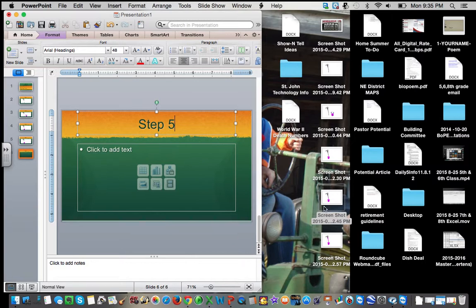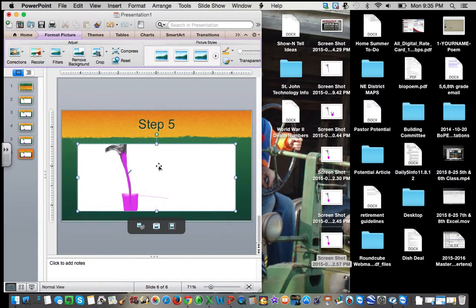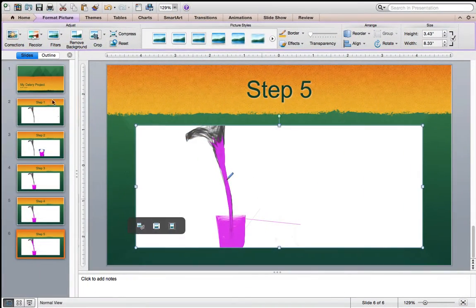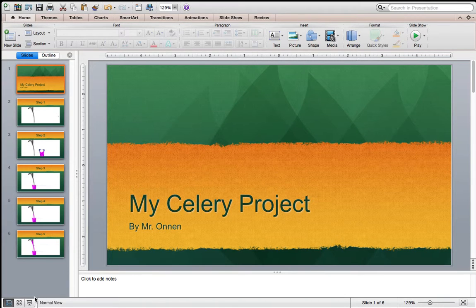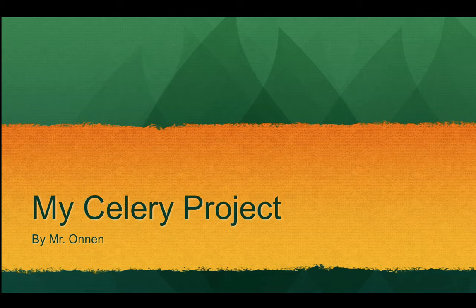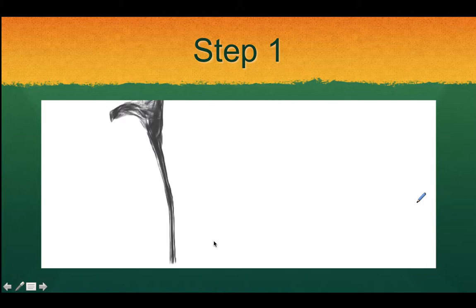I believe I told you to have 5 pictures, so you'll actually have 6 slides because you'll have the intro slide too. So I'm going to click this green button, and it's going to make it go all the way to the full screen. So when you are done, this is what it should look like. My celery project by your names. Click. Step 1. Take celery. And maybe you want to have different steps. This is just what I came up with.